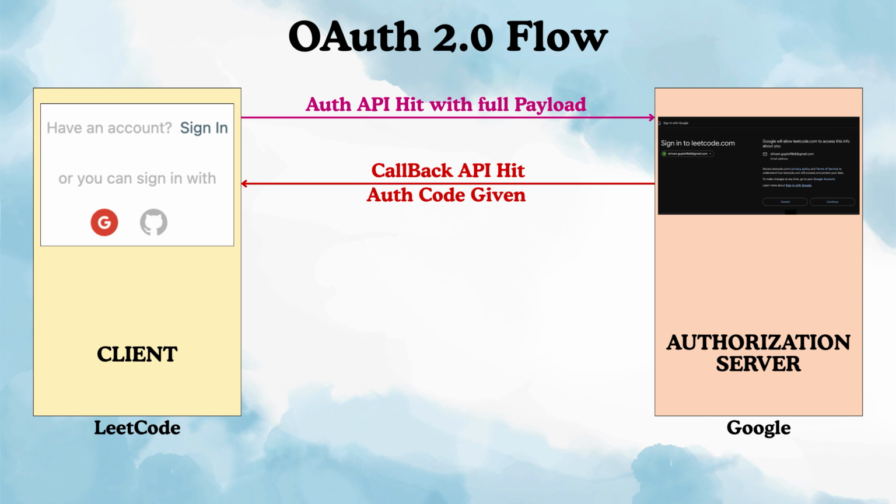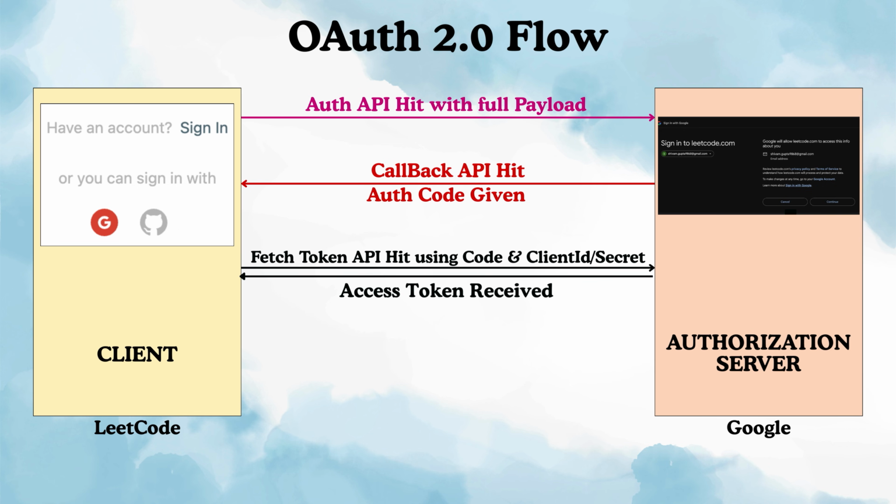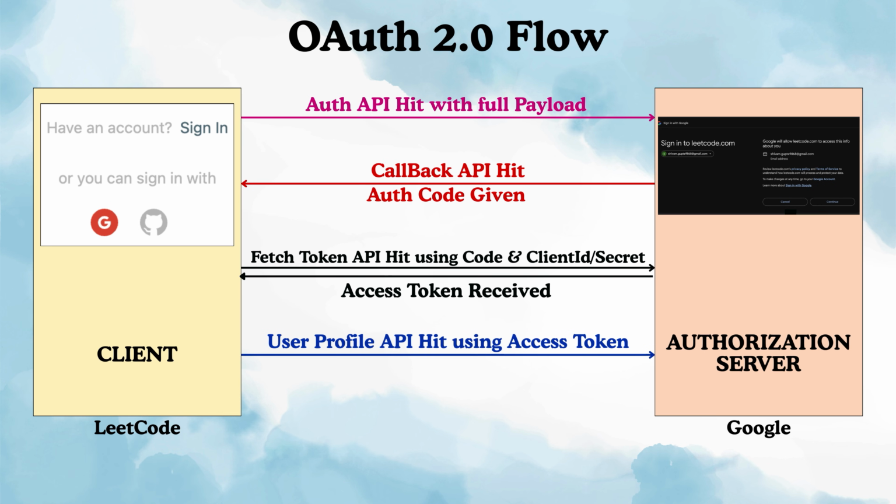Alright, now the logic is at LeetCode's backend. Here they make a service to service call to Google and the fetch token API is hit. In the payload of this API, LeetCode sends the authorization code, the client ID and the client secret, and in the response, Google sends back the access token. Now using this access token, LeetCode can fetch the user information by hitting the fetch profile API. So this is the complete end-to-end OAuth flow.